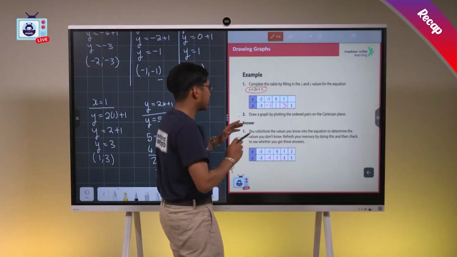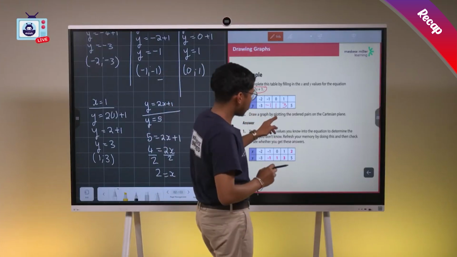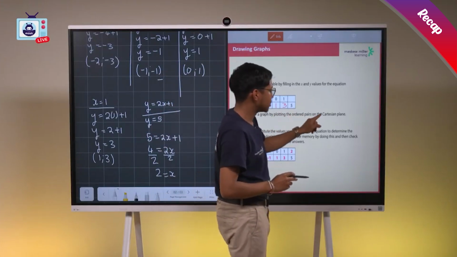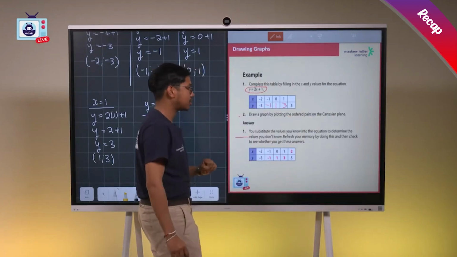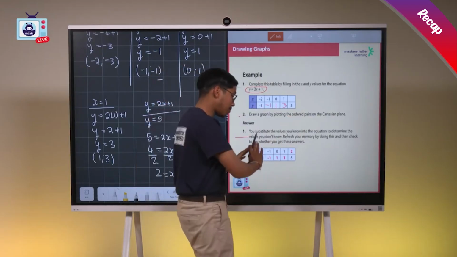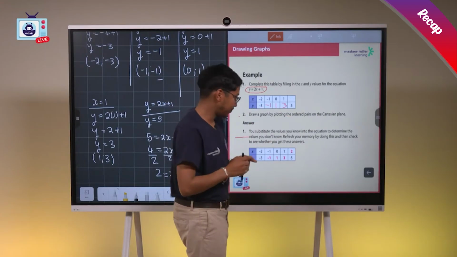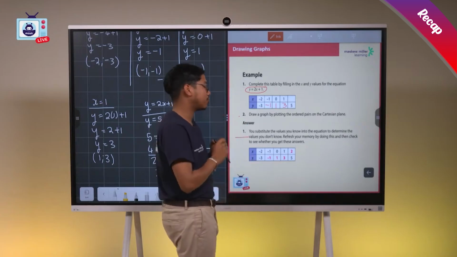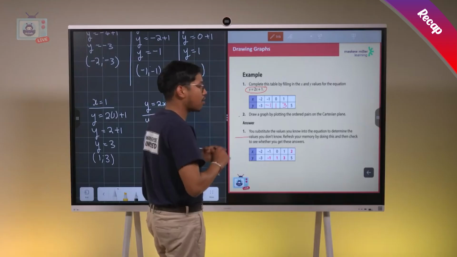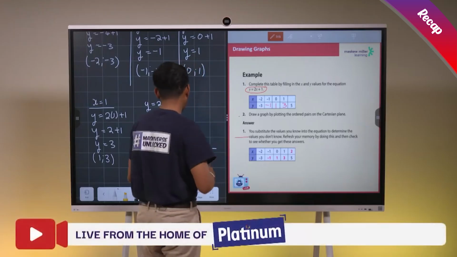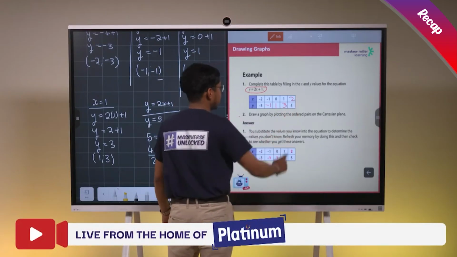So the next question says, draw a graph by plotting the ordered pairs on the Cartesian plane. So this is just the first step to our answer. We need to complete this table correctly, okay, before we are able to plot our points. If we just substitute one thing wrong, it's going to affect our entire answer. I'm going to put a 2 in there so we know how we got our 2.